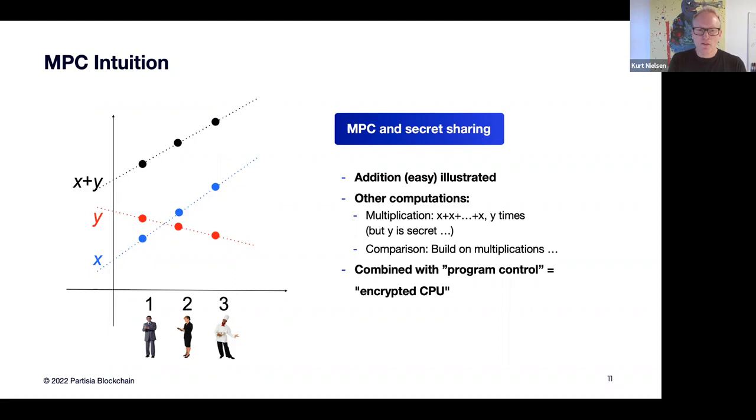So to compute anything, you need to be able to do a multiplication, and you need to be able to do comparisons, whether A is larger than or equal to B, basically. The thing with multiplication is that it's also just about adding things together, but of course you cannot reveal how many times you do that. So it becomes a bit more complicated to do the computation and comparison built on top of multiplications. Anyway, this is what an MPC protocol does.